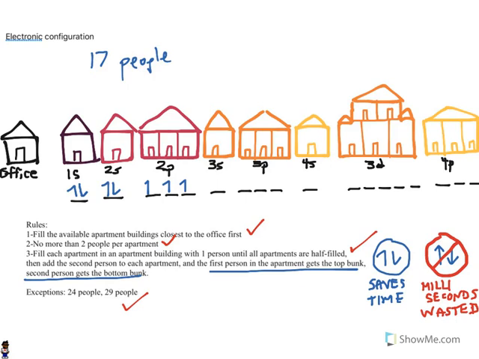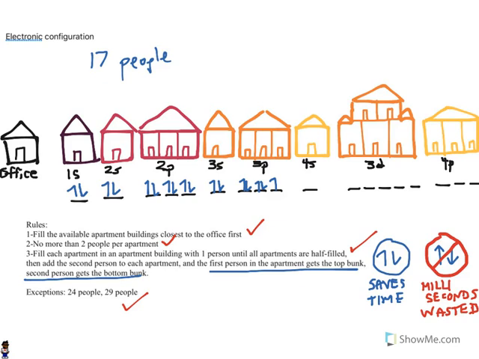Okay, what if we had 17 people? Well, we would keep going. Number 8 doesn't go in a brand new apartment building, or 3S. We go back and we start filling the apartments. So person number 8, 2P. Person number 9, 2P. Person number 10, 2P. 11, 3S. 12, 3S. 13, 3P. 14, 3P. 15, 3P. Then we go back and fill up the bottom bunks. 16, 3P. 17, 3P.